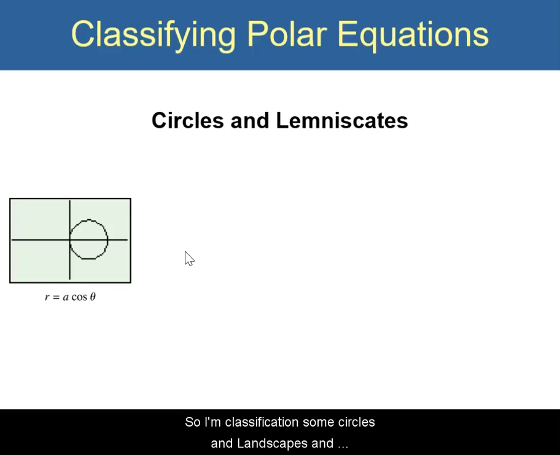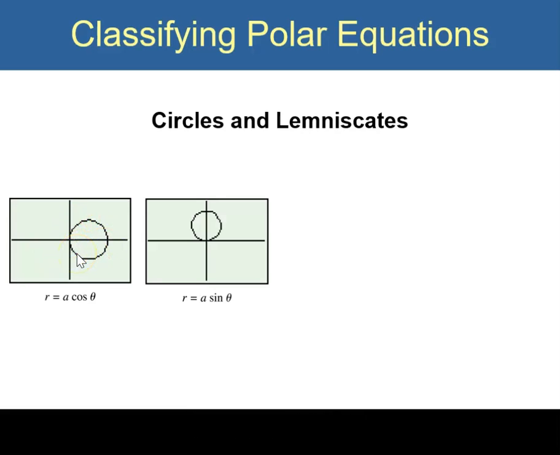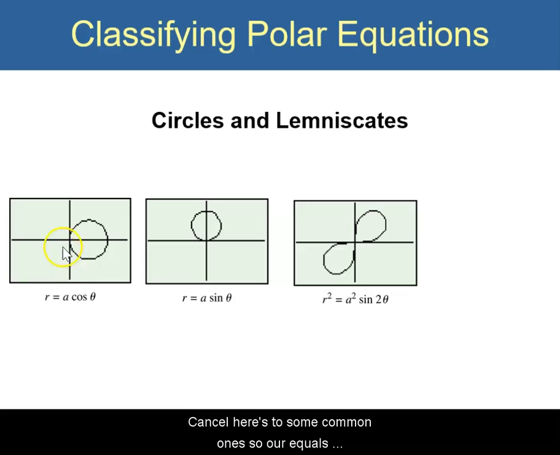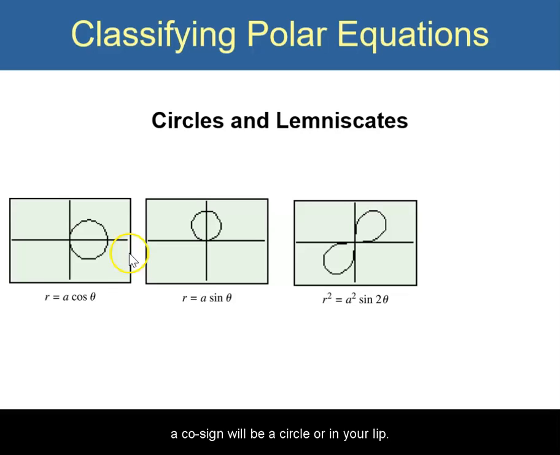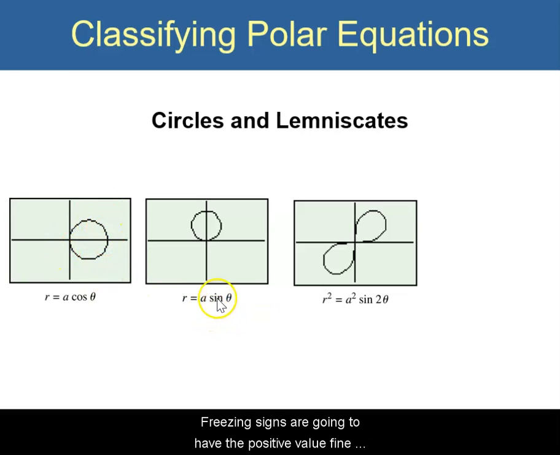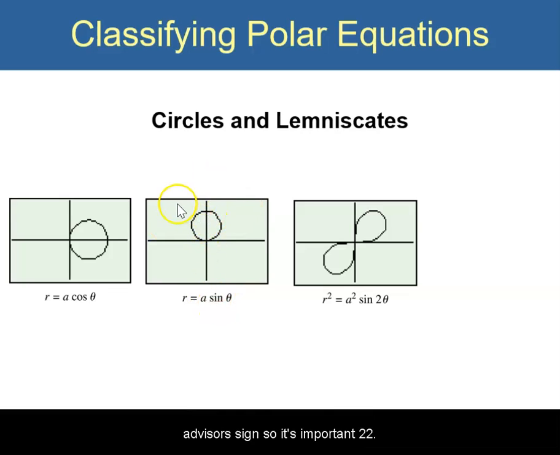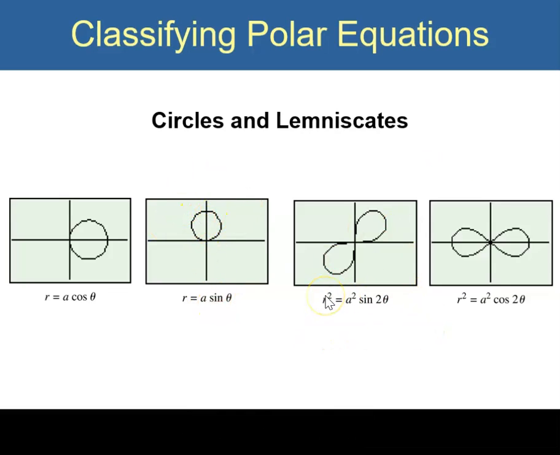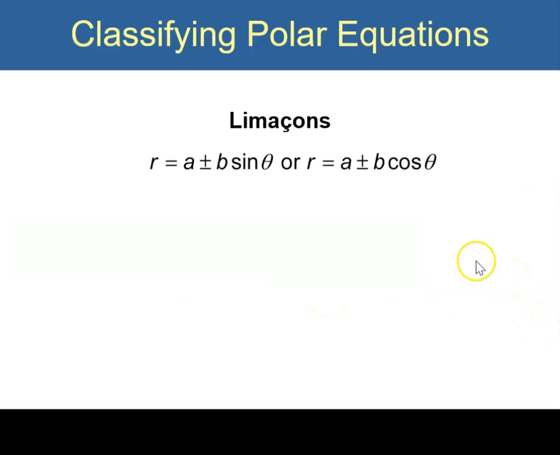All right, so some classifications. So circles and lemniscates. Lemniscates are circles, but then they may have some curves in the middle of them, right? Okay, so here's just some common ones. So r equals a cosine will be a circle or an ellipse on quadrants 1 and 4. If you're using sines, you're going to have the positive values of sine, so it's in quadrants 1 and 2. Here will be a mixture, okay? Cosines will be an infinity symbol like this, all right?